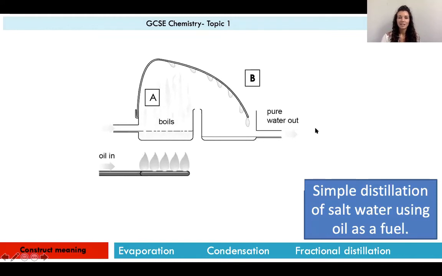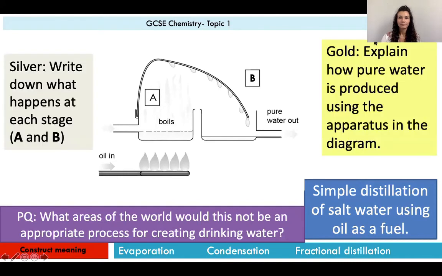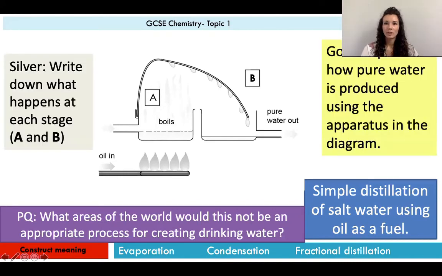Okay, so there are two questions here for you to pick. So if you're not feeling so confident, then just pick the silver question. If you're feeling really confident, then pick the gold. So silver, write down what happens, and I'll give you a clue. There's state changes that are happening at A and B.